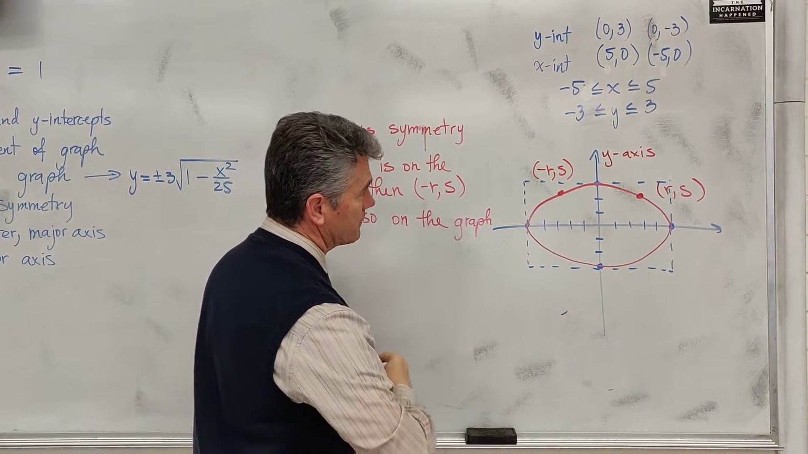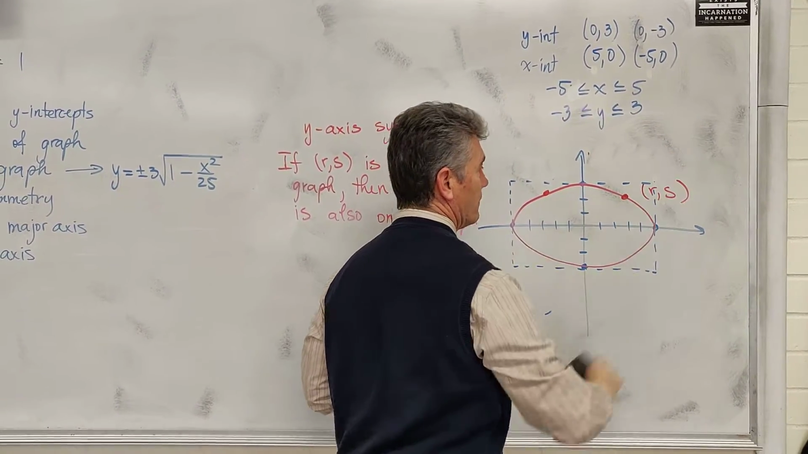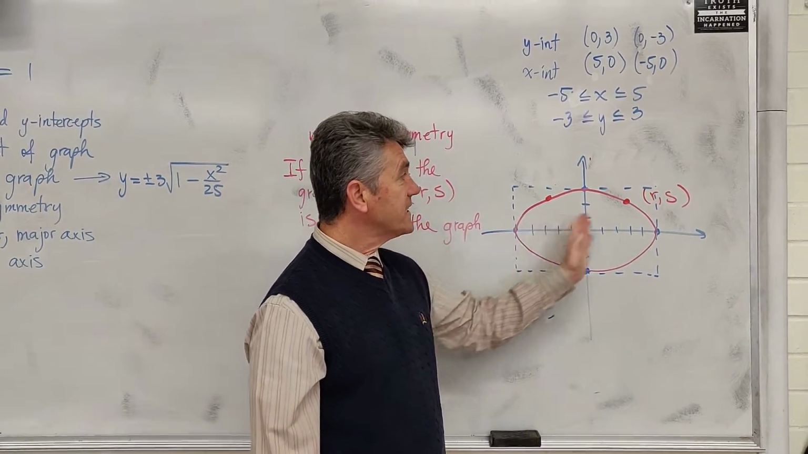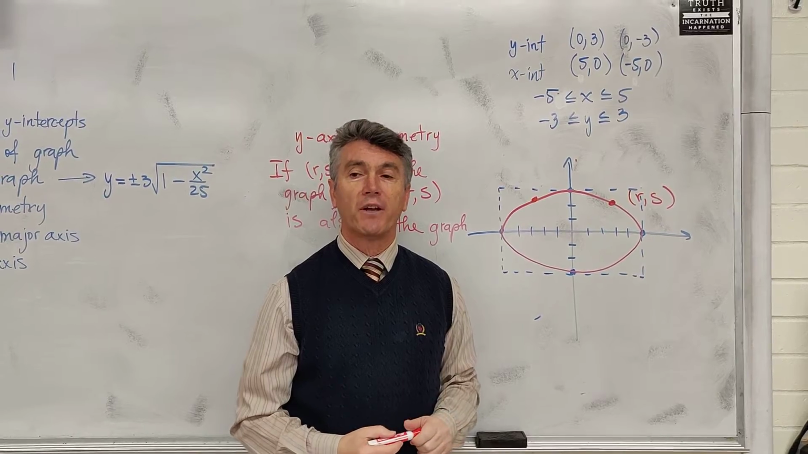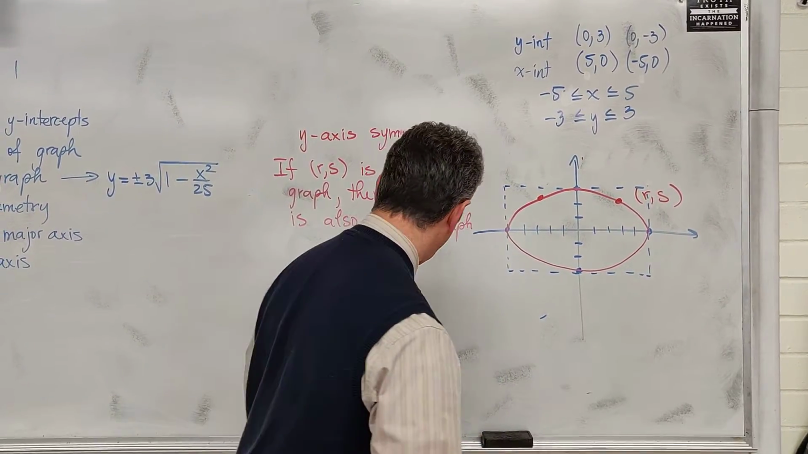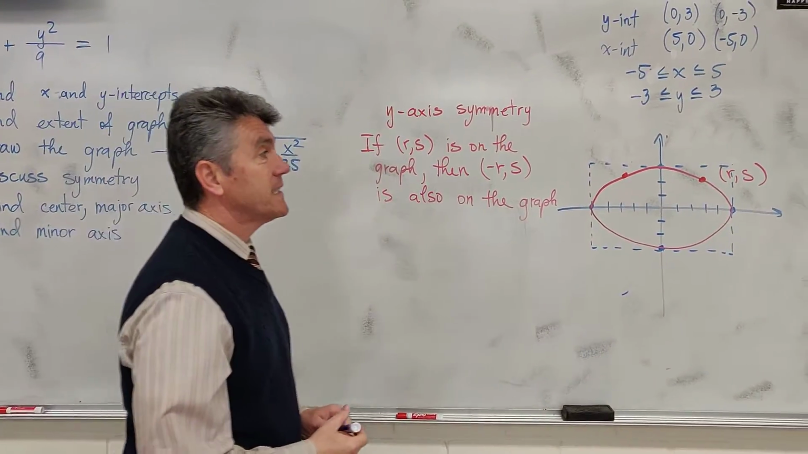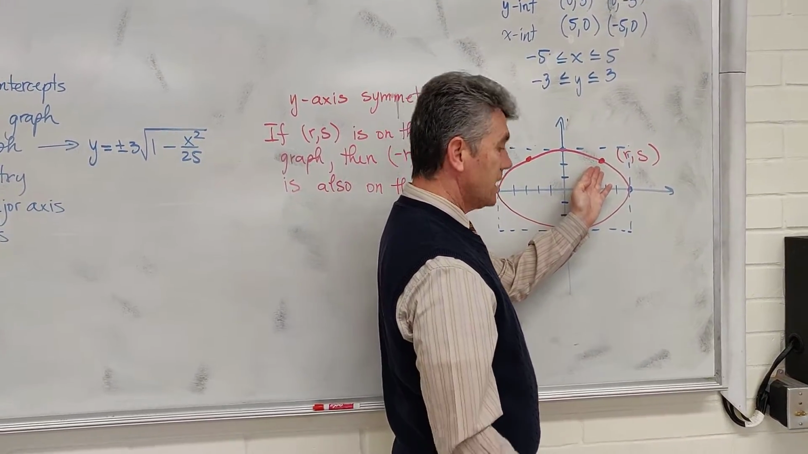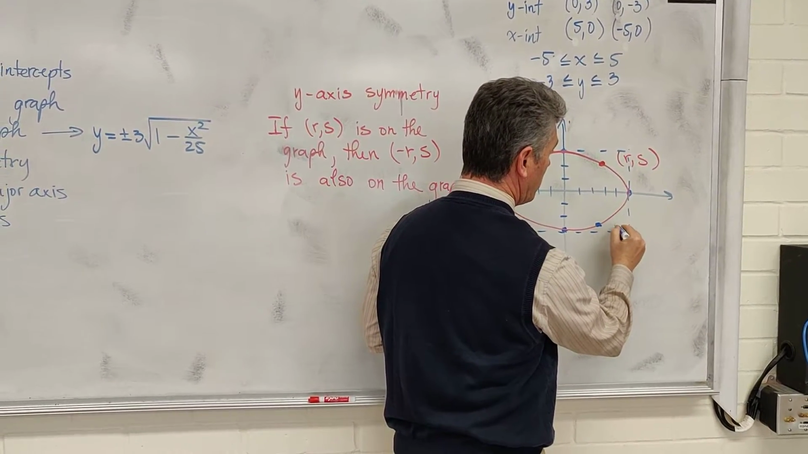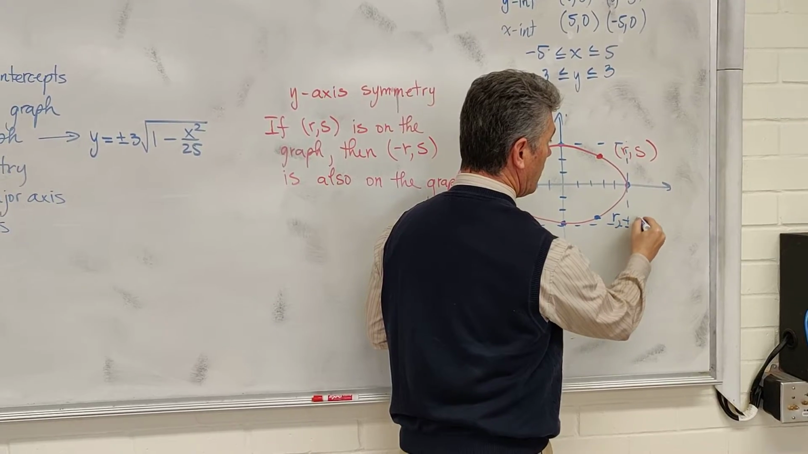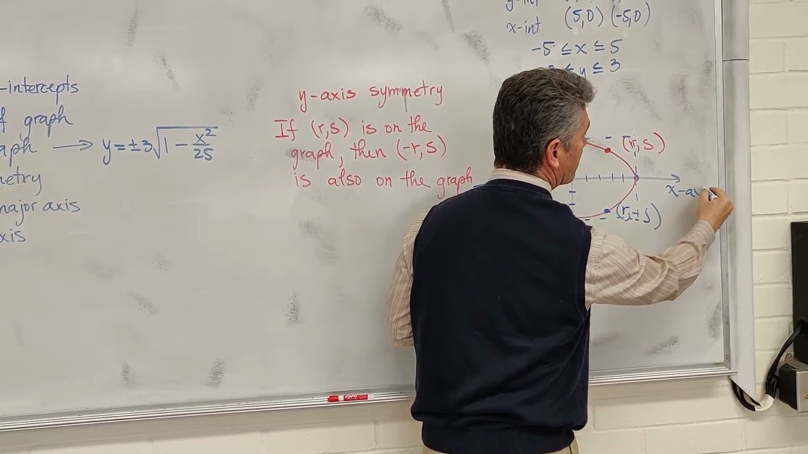What else should I notice? Well, look at the x-axis. The x-axis itself splits the graph into two halves that are mirror images of each other. What does that mean? Well, for x-axis symmetry, if the point (R, S) is on the graph, then the point (R, -S) is also on the graph.